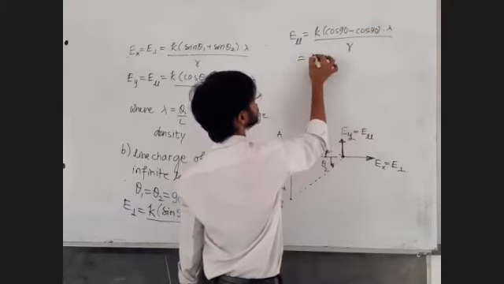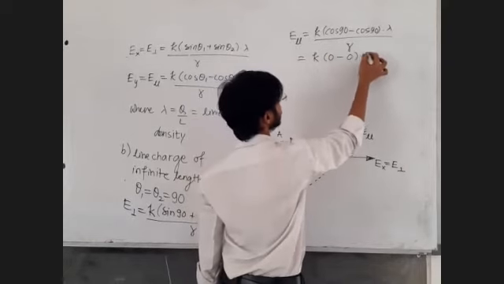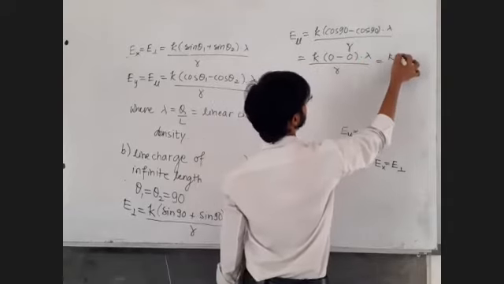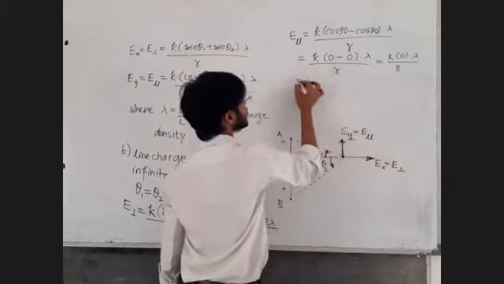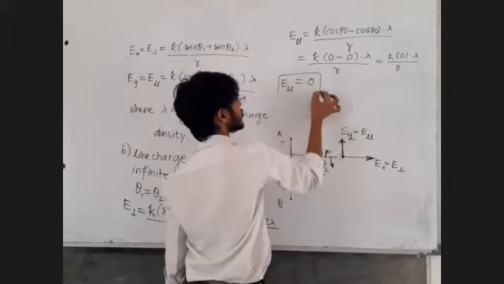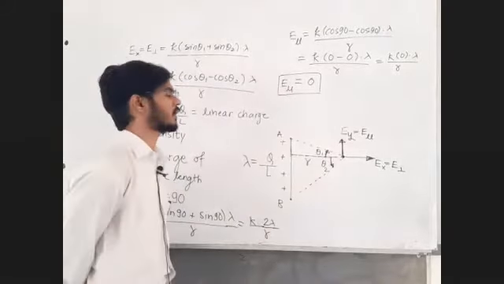Okay. So K, what is cos 90? 0. 0 into lambda upon R. So K into 0 minus 0 is 0. So 0 into anything is 0. So there is no parallel component of electric field. Only the perpendicular component of electric field exists for the infinite wire.